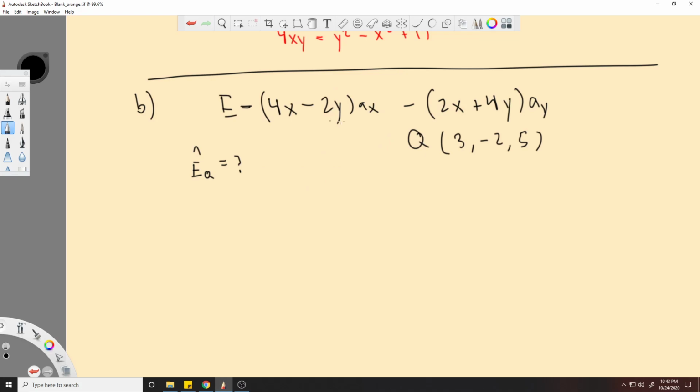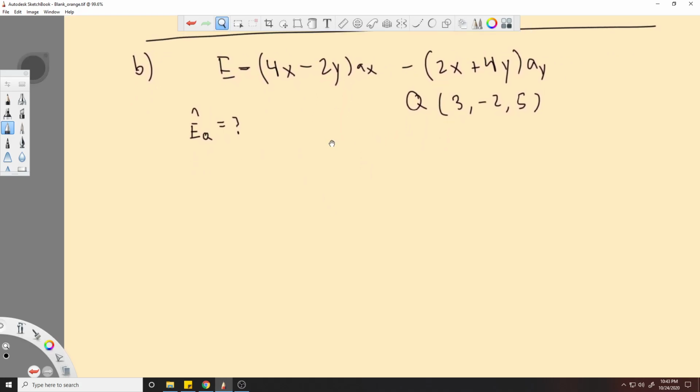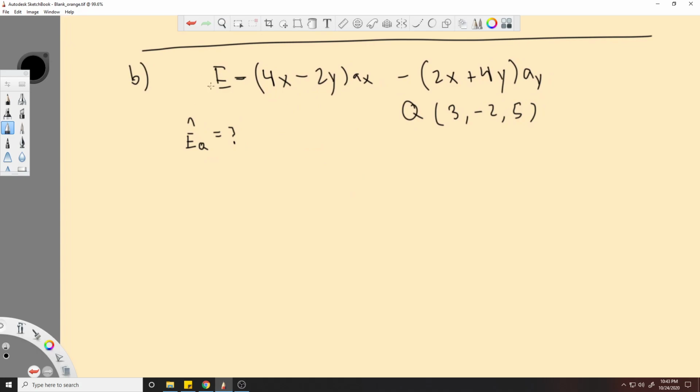So the first thing we need to do is plug in Q for these points, right? Because this is essentially a vector field. Whenever you plug in points of x and y, you will get a varying vector field. So maybe at the origin, your electric field looks like this, or your vector field looks like that.